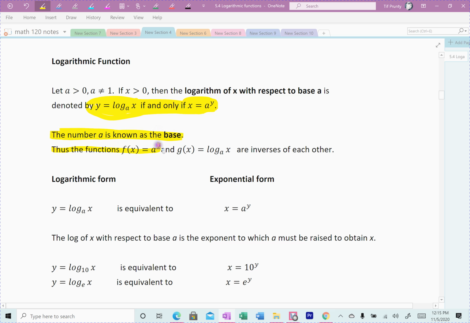So the function f of x, which is a to the x, and g of x, which is the log base a, are inverses by design. Actually, that's where they were discovered first, and then it was created because they were inverses. Sometimes the easiest way to solve it is to go from logarithmic form to its exponential form, or vice versa.